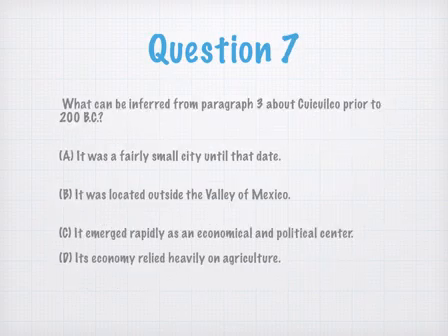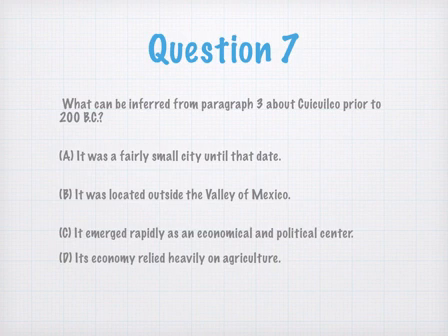So moving on to question 7. What can be inferred from paragraph 3 about Quilquilco prior to 200 BC? A. It was a fairly small city until that date. B. It was located outside the Valley of Mexico. C. It emerged rapidly as an economic and political center. And D. Its economy relied heavily on agriculture.